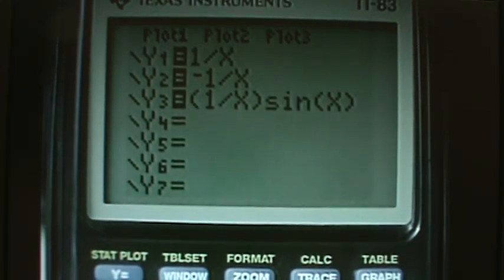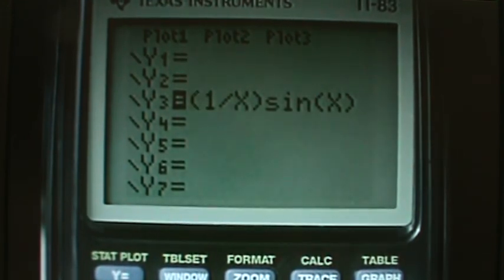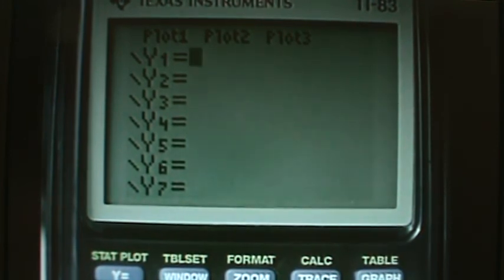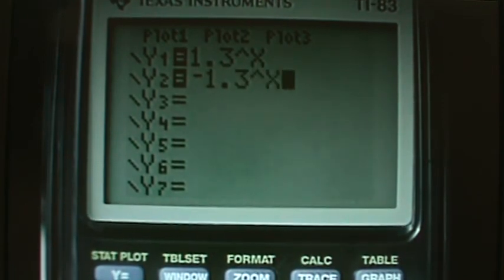And here's another one. Let's look at one more. This is the most exotic of all. This is my favorite. I'll clear these off. And my border is going to be 1.3 to the x power and negative 1.3 to the x power.